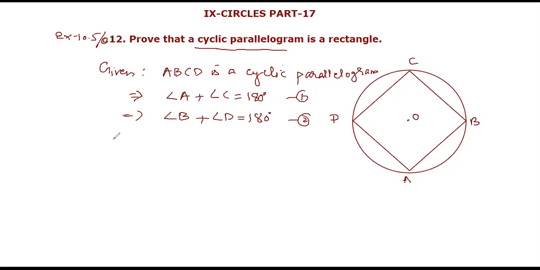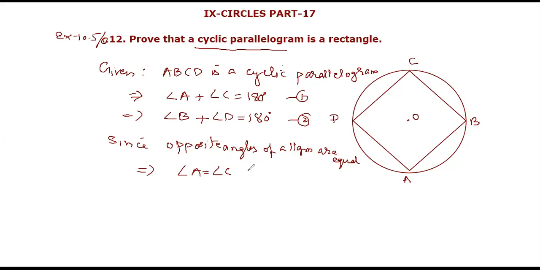But it is also a parallelogram. So in a parallelogram, opposite angles of a parallelogram are equal. So since opposite angles of a parallelogram are equal, we can say that angle A will be equal to angle C, and angle B will be equal to angle D, from the property of parallelogram. And you can say this is the third equation.